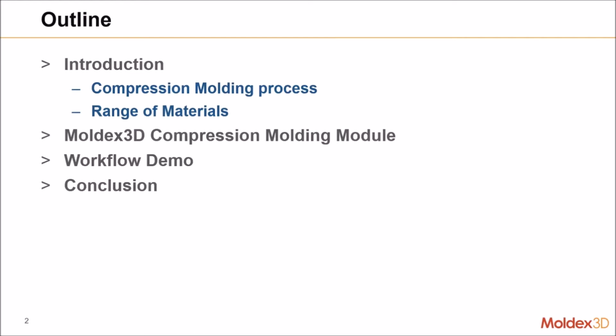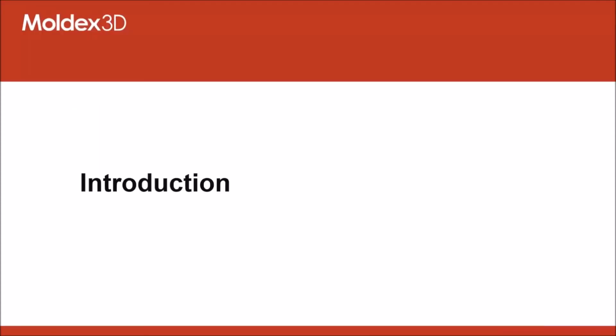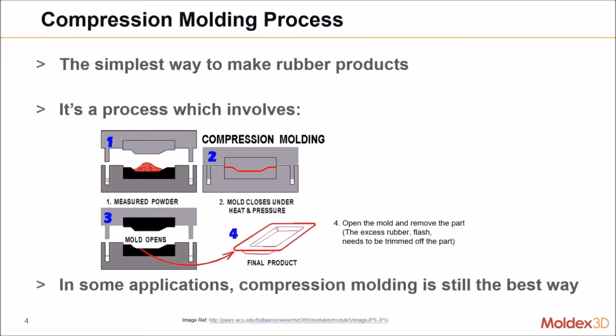Based on today's topic, I will give my conclusions. So let's see the introduction. A compression molding process is a simple way to make rubber products, not only rubber products, but also thermoplastics and thermoset plastics. From the picture, we can understand the compression molding process clearly.